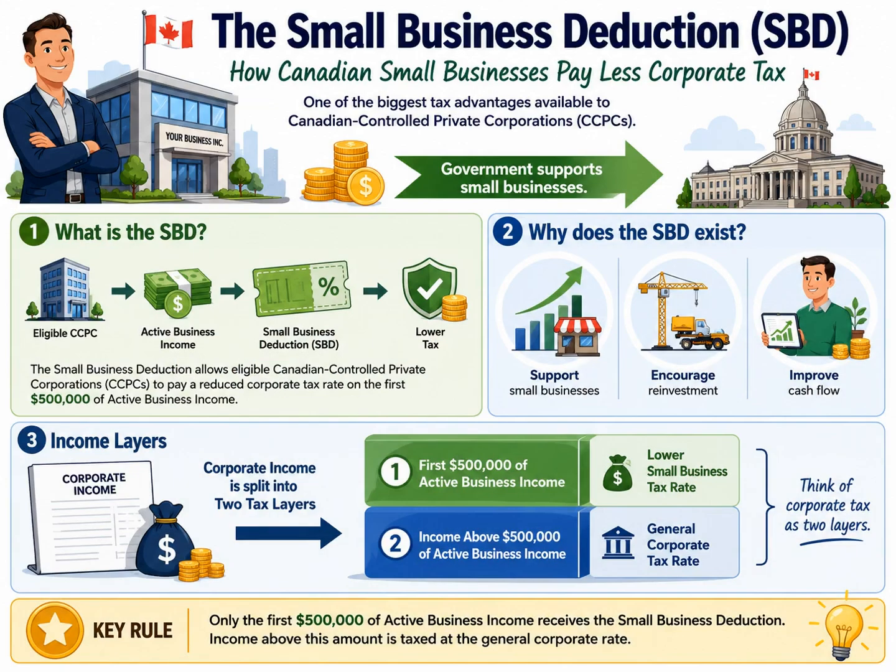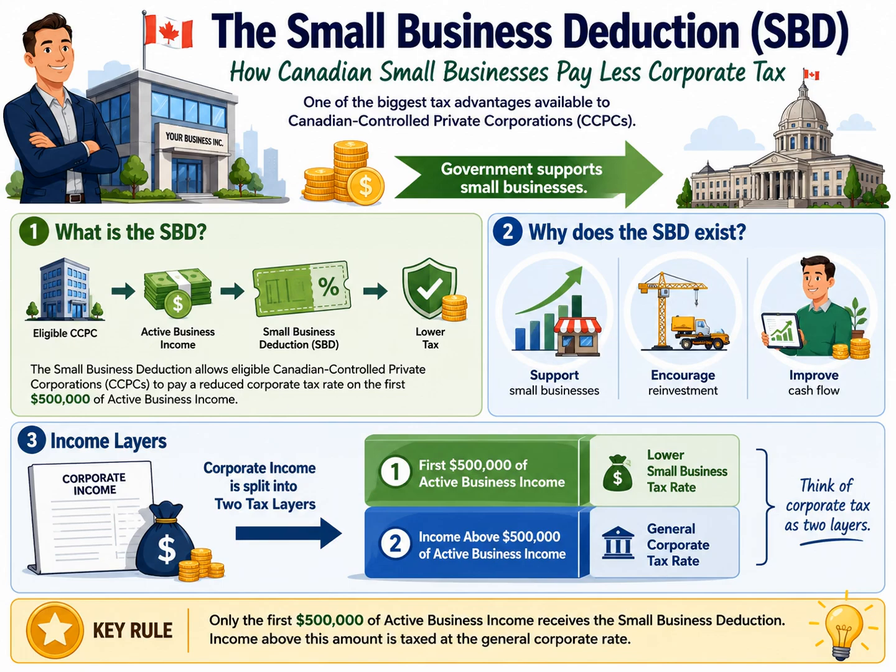In Canada, one of the biggest tax advantages available to a Canadian-controlled private corporation, or CCPC, is the Small Business Deduction, commonly known as the SBD. This deduction allows eligible corporations to pay a lower corporate tax rate on the first $500,000 of active business income. The purpose of this tax incentive is to support small businesses, encourage them to reinvest in their operations, and improve their cash flow so they have more money available for growth.